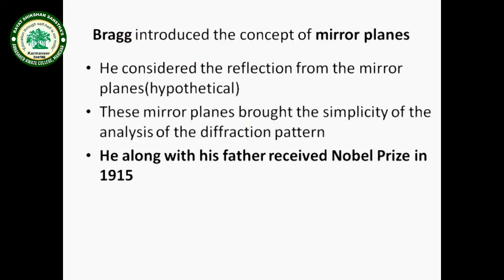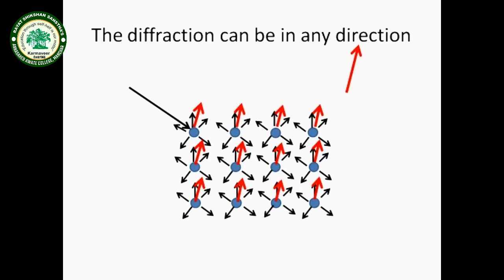So he introduced the new concept of the mirror plane. From this mirror plane, X-rays are simply reflected, in which they can act as a mirror. Due to this hypothetical idea, the concept of the mirror plane, the analysis of diffraction patterns became easy, and he was the recipient of the Nobel Prize in 1915.